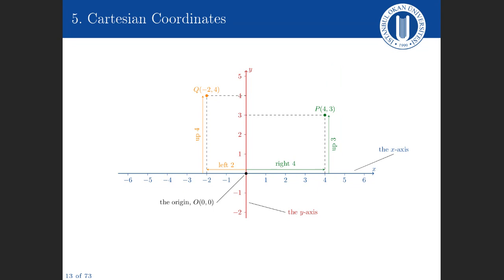Or, let's suppose we want to get to Q. Start at the origin, we go left 2, and then up 4. Because we're going left, we say that this is minus. So minus 2, and then 4.